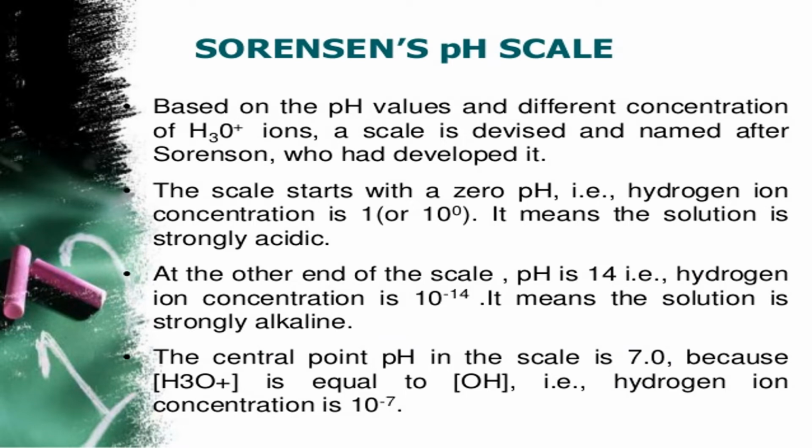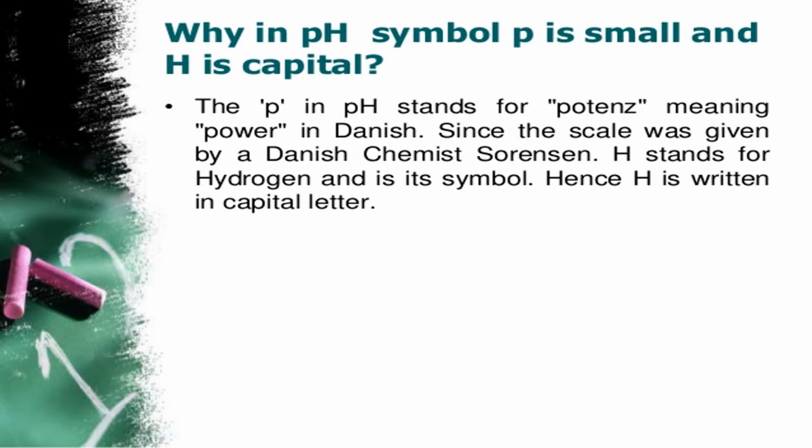As pH value and different concentration of hydrogen ion, a scale is devised and named after Sorensen, who developed it. The scale starts from 0 pH, hydrogen ion concentration 1 or 10 raised to power 0. It means the solution is strongly acidic. On the other hand, at pH 14, hydrogen ion concentration is 10 raised to power minus 14. It means the solution is strongly alkaline. The central point of the pH scale is 7 because hydronium ion is equal to the hydroxyl ion. Hydrogen ion concentration is 10 raised to power minus 7.